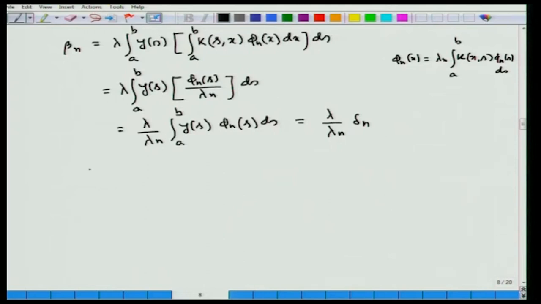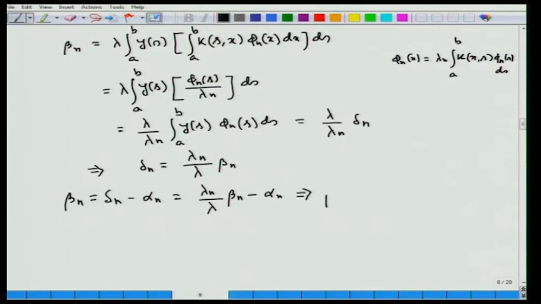And from here we can write delta n is equal to lambda n divided by lambda times beta n, and therefore, beta n is equal to delta n minus alpha n equal to lambda n by lambda beta n minus alpha n. This implies beta n is equal to lambda divided by lambda n minus lambda times alpha n. So, we have obtained this beta n, and hence this g(x) is equal to sigma n running from 1 to infinity beta n phi n(x).